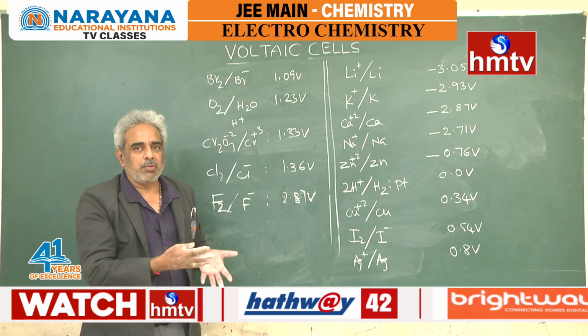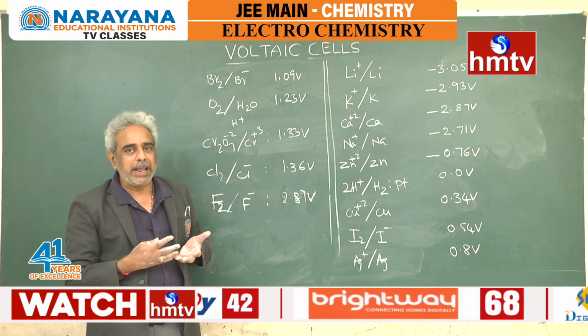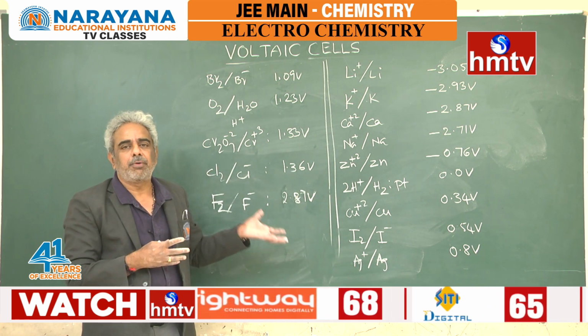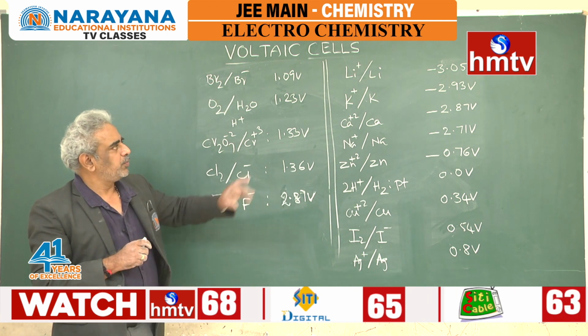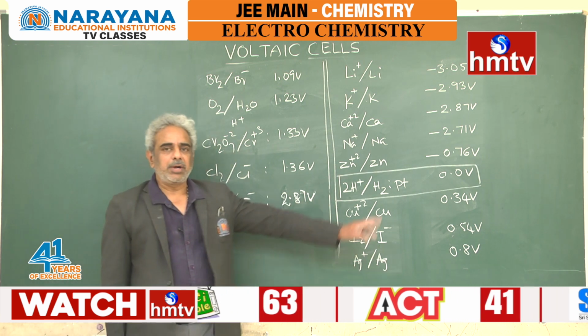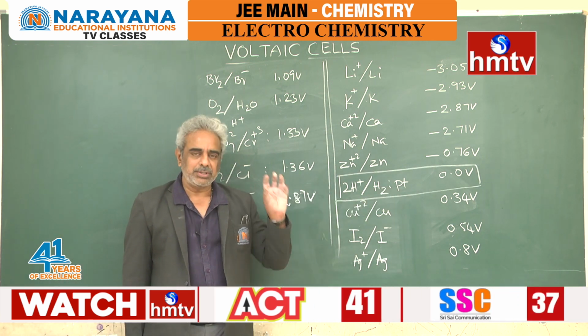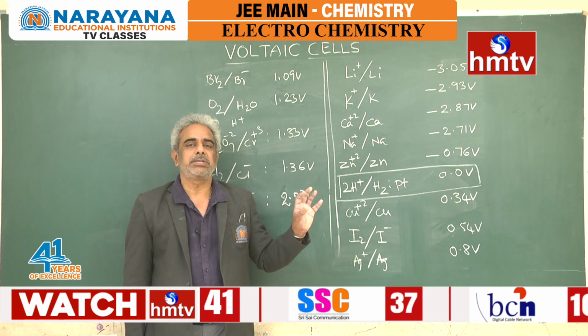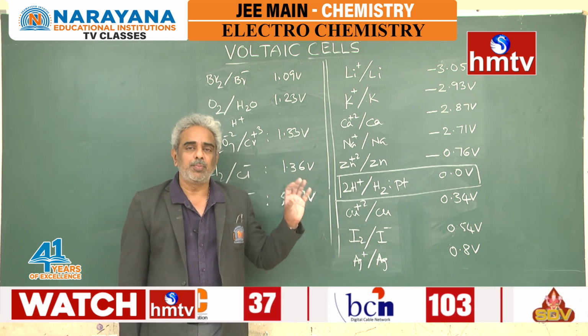We'll try to understand what conclusions we can make out of this big list of electrodes. Now, if you see the series, first we will focus on hydrogen. That is the standard hydrogen electrode, whose potential is assumed as 0.0.